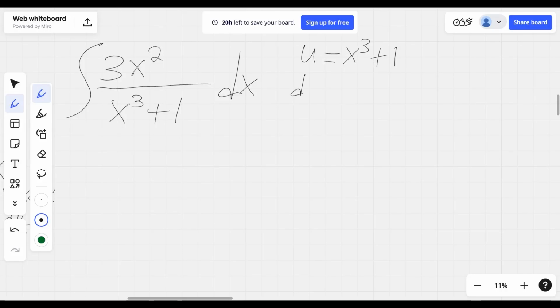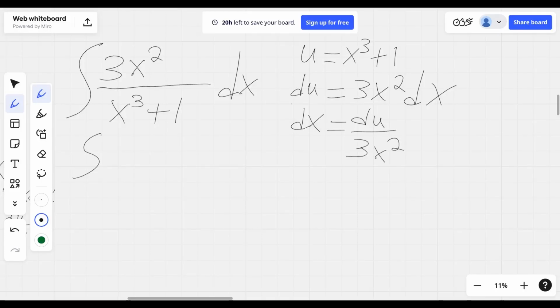So then it'll be the differentiating of that. So it'll be du equals 3x squared. And 1 disappears because it's a constant. Let me rewrite that here. So it'll be 3x squared dx. And then in terms of dx, it'll be du over 3x squared. So now we're going to plug that into our integral here.